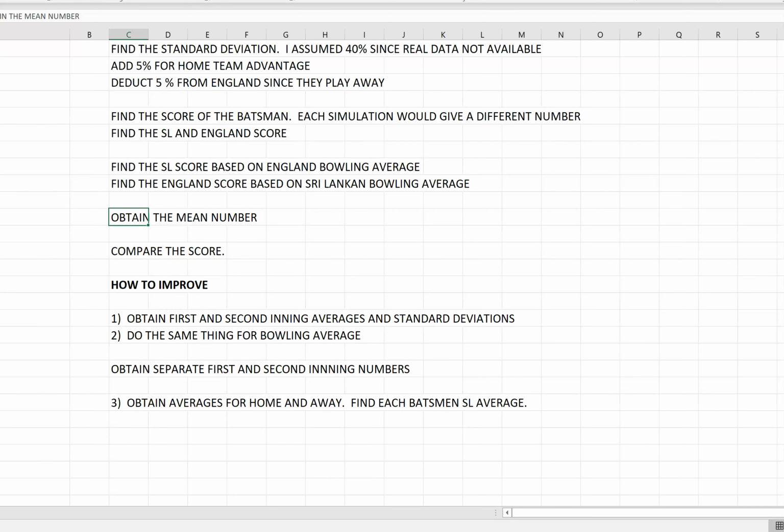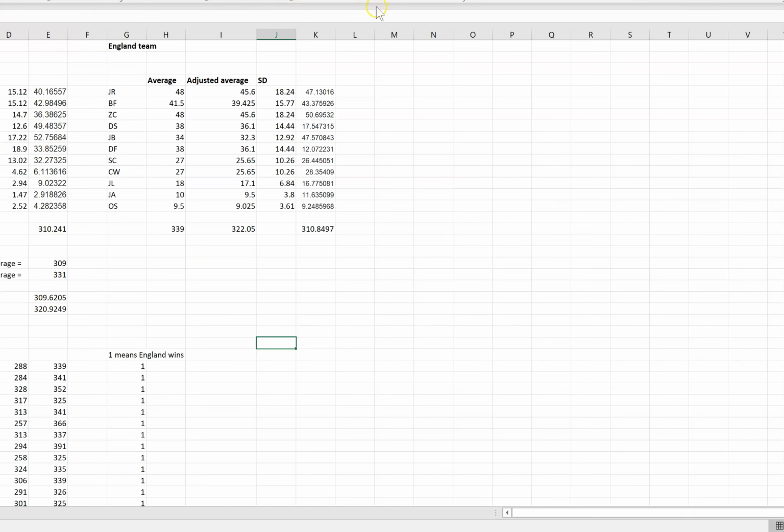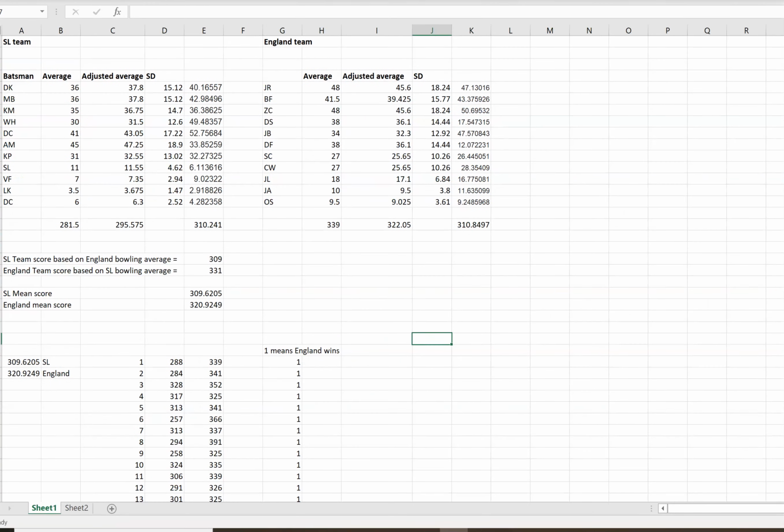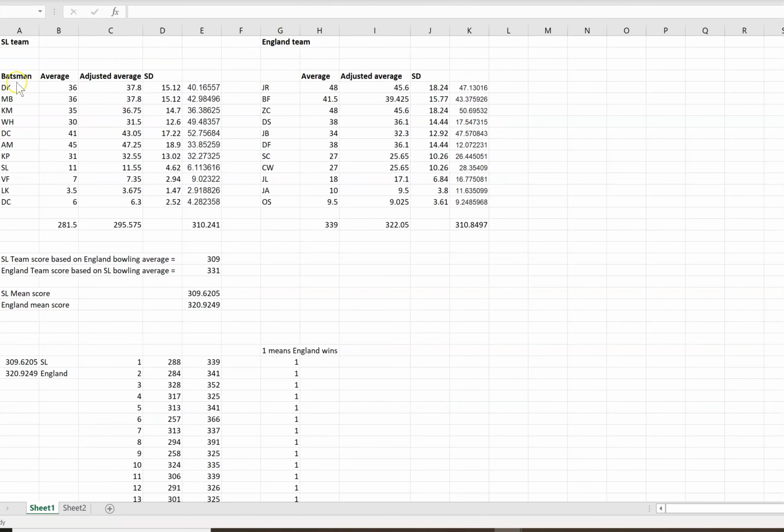And this is the sheet that I did. So let me center this. So SL team, DK, Dimuth Karunaratne, and other people, I just gave the initials. So we have the averages. This is the adjusted average. I added 5% for the home. And then this is the standard deviation.